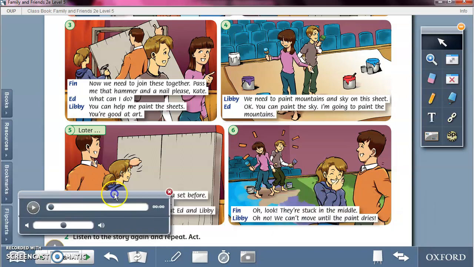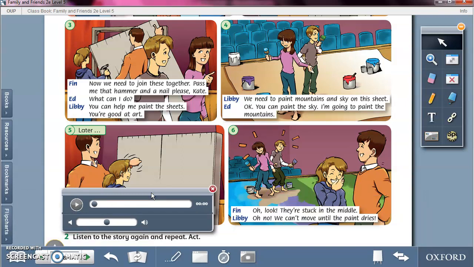Now, we will move to picture number 6. The conversation is between Finn and Libby. Let's listen carefully. Oh, look! They're stuck in the middle. Oh no! We can't move until the paint dries.